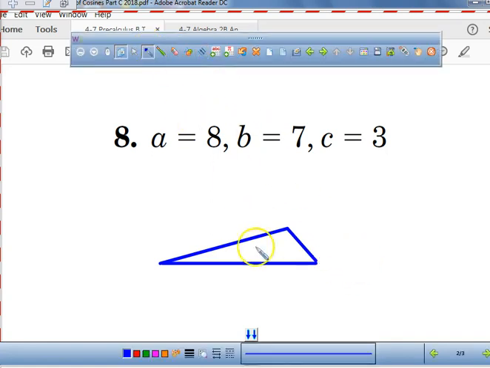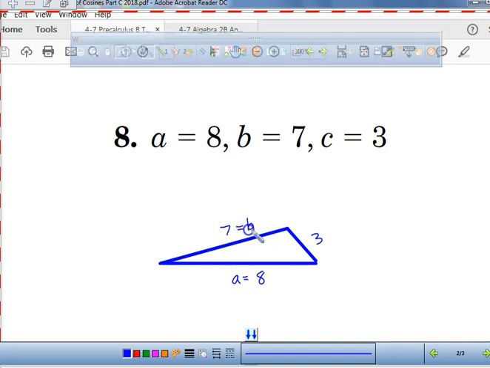Okay? So I'm going to call this side 7, call this side 8, call this side 3. So A equals 8, B equals 7, C equals 3. So I'm going to label this capital C, label this capital A, label this capital B.